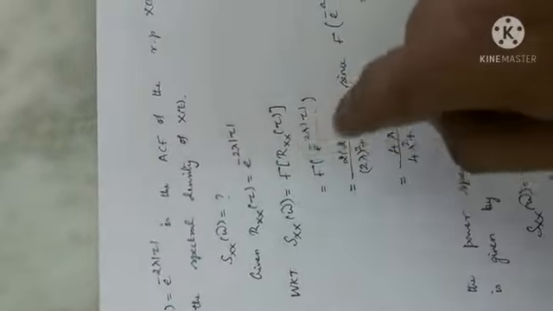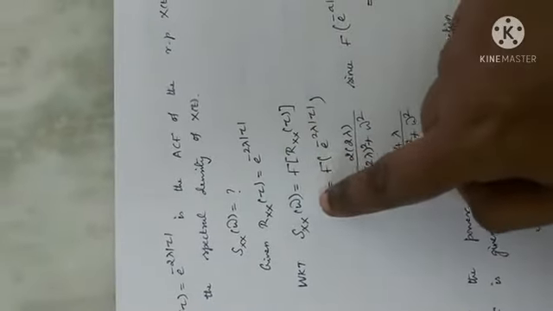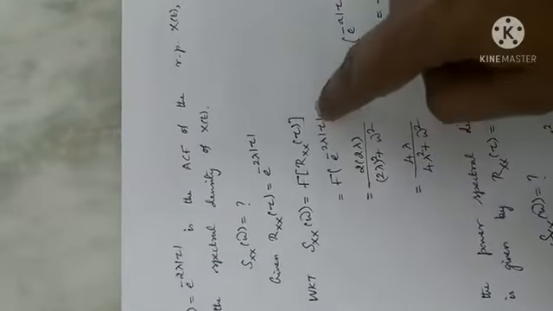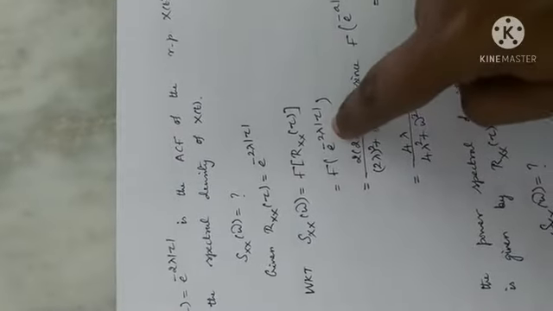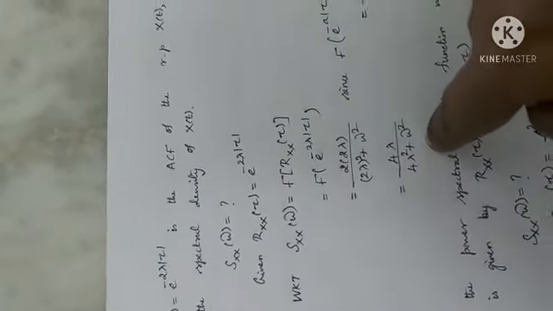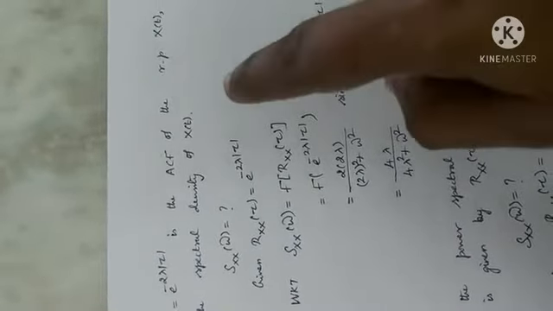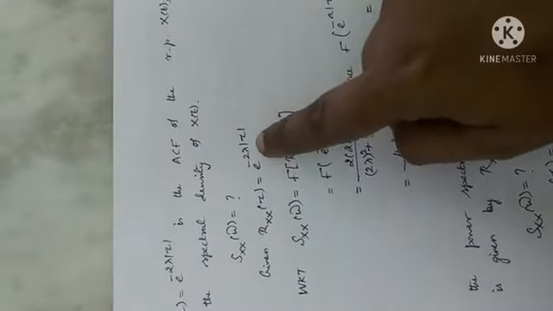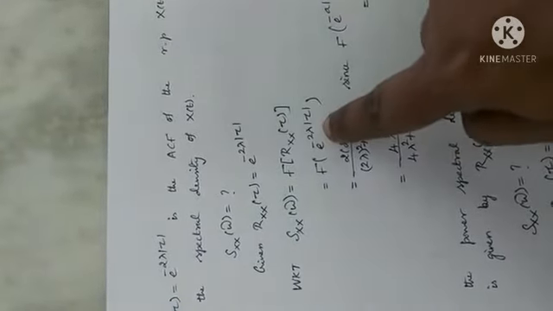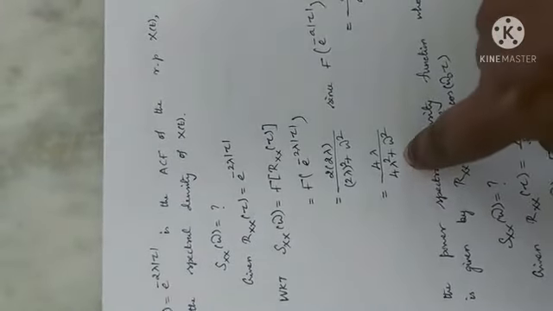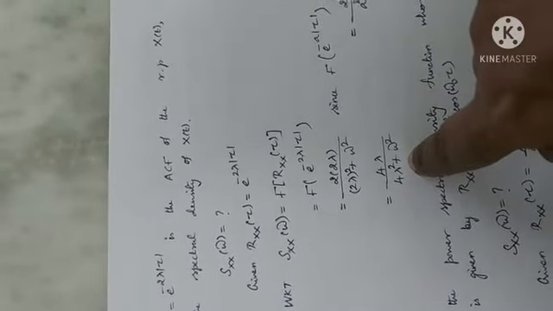What's the relationship between these two? Power spectral density function is equal to the Fourier transform of the autocorrelation function. So sometimes we directly substitute Rxx of tau and find the answer, and sometimes we do integration. Listen here. If we have the formula, we can directly complete the problem. Otherwise, we should go for integration.